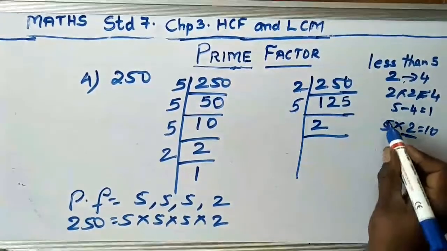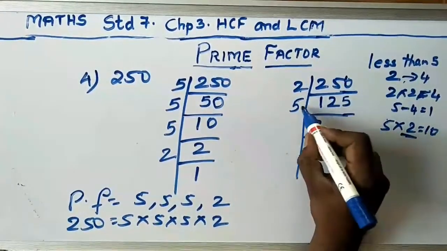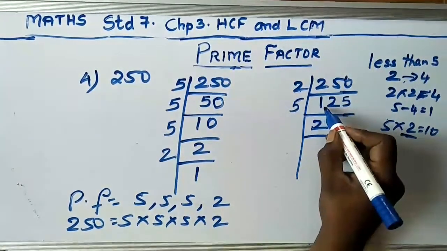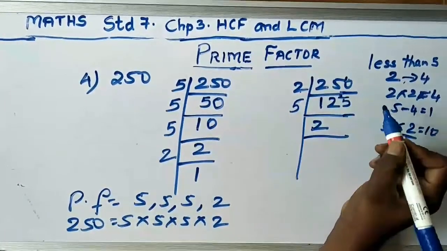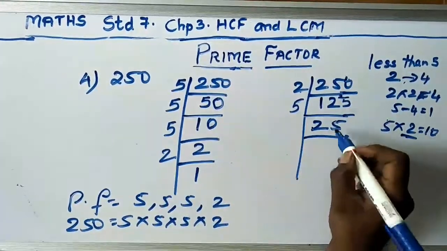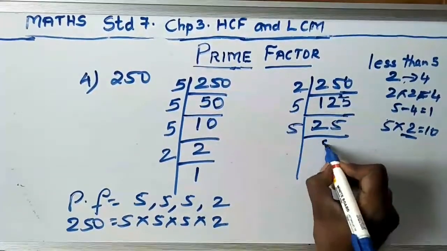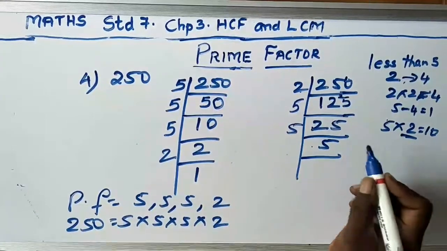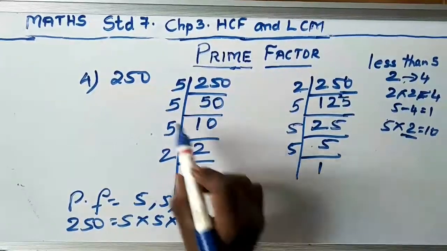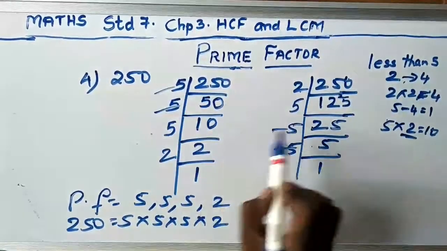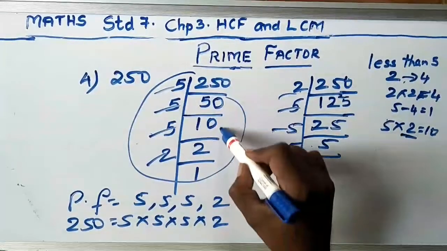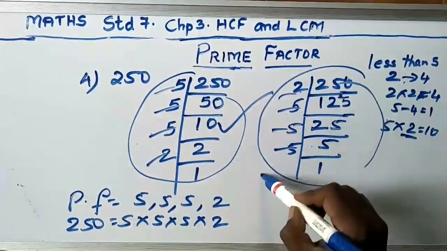5 2s are 10. So from the 12 you deduct 10. So 2 is remaining. 2 carry forward here. So it becomes 25. Now 25 goes in 5 table. 5 5s are 25. Now just compare this and this answer. You get 5, 5, 5 and 2. So if you do it in this way, this is also okay. If you do it in this way, this is also okay.